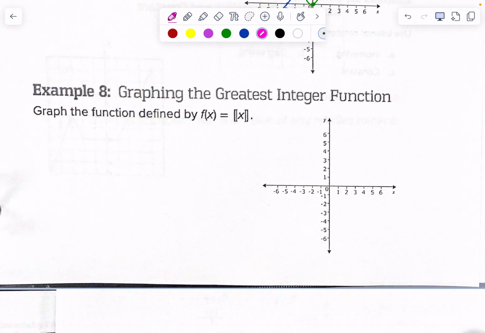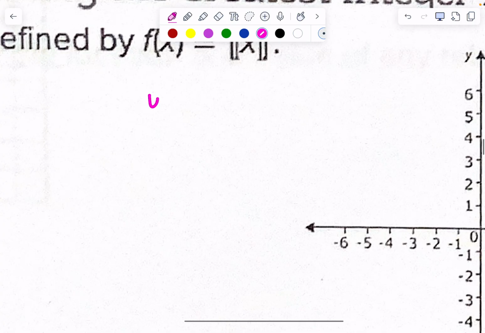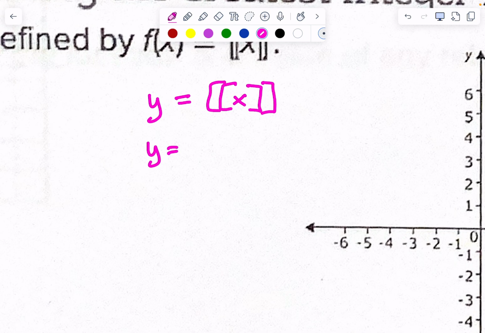Example 8 is the greatest integer function in the Trig book. This is what the greatest integer function looks like. It has 2 brackets like this. In the calc book, the greatest integer function is 2 double lines. It looks like a double absolute value. Those are the same thing. I don't know why in separate textbooks they treat them separately.